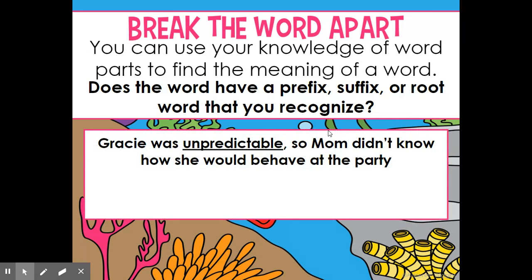Gracie was unpredictable, so mom didn't know how she would behave at the party. You remember this word from third grade. Un means not. That is the prefix. Able is the suffix. And then you have predict, which is the base word or the root word. So not predictable, or not able to be predicted. So Gracie was not able to be predicted, so mom didn't know how she would behave at the party. Mom doesn't know how Gracie is going to behave. She's unpredictable.